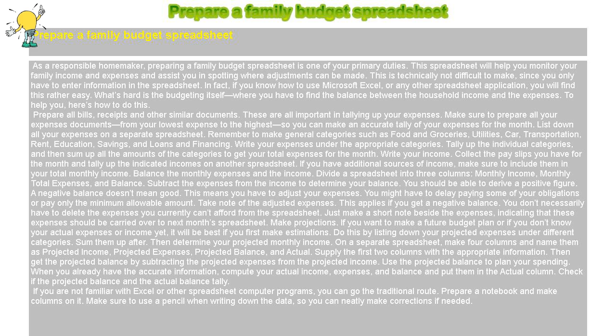Tally up the individual categories, and then sum up all the amounts of the categories to get your total expenses for the month. Write your income. Collect the pay slips you have for the month and tally up the indicated incomes on another spreadsheet. If you have additional sources of income, make sure to include them in your total monthly income.